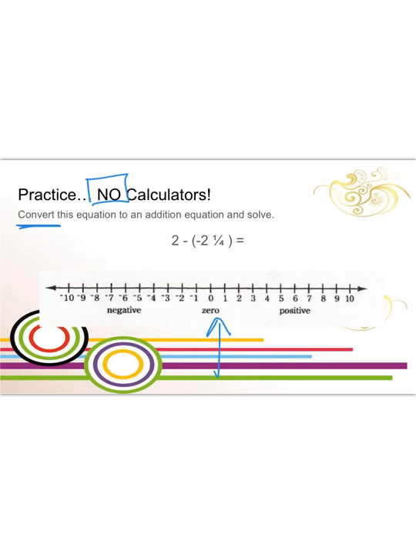Okay, so let's try this. We're going to keep the 2. We're going to change subtraction to addition. Change -2 1/4 to a +2 1/4. All right, let's do our vector. Start at 0 and move to the right 2 spaces, right here. Start there and go 2 more full spaces, 1, 2, and about 1/4 of another one. So if we were adding these together, I went 4 full spaces and 1/4 of another. My answer is 4 1/4.